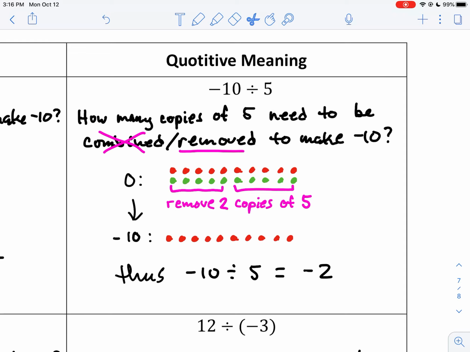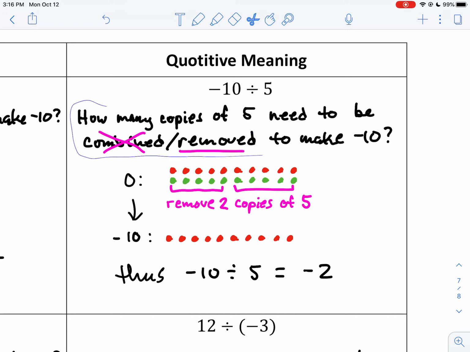But the general question when you're doing quotative meaning with negative numbers, with integers, is, so 5 is what's being copied, and we're trying to make -10. Well, you can't combine copies of 5 and make a negative number. So you're going to have to remove copies of 5 to make a negative number. So that tells me that of the 2 options, I need to get rid of combined and go with the removed thinking. So right away, because I know that I need to remove copies of 5 to make -10, my multiplier is going to be negative.